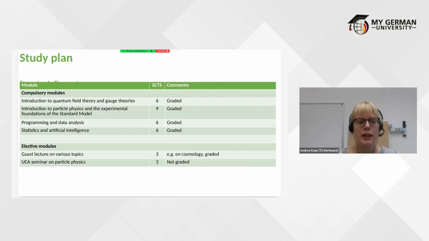Then we have some elective modules where we sometimes have guest lectures, so that we invite people from a different university to explain their specific topic that they are the expert in, for example, on cosmology. And then there's also 1 seminar which is not graded that you can take in Clermont-Ferrand, but usually most of the topics, as you can see here, are graded. Overall, we have about 30 European credit points per semester, so in total 120.